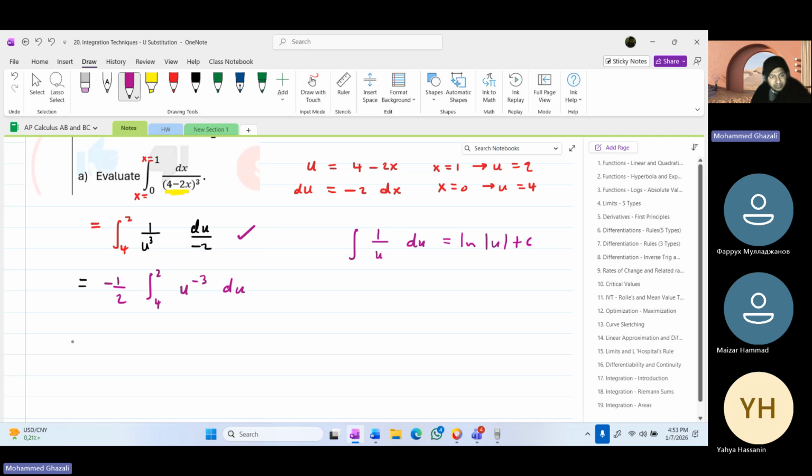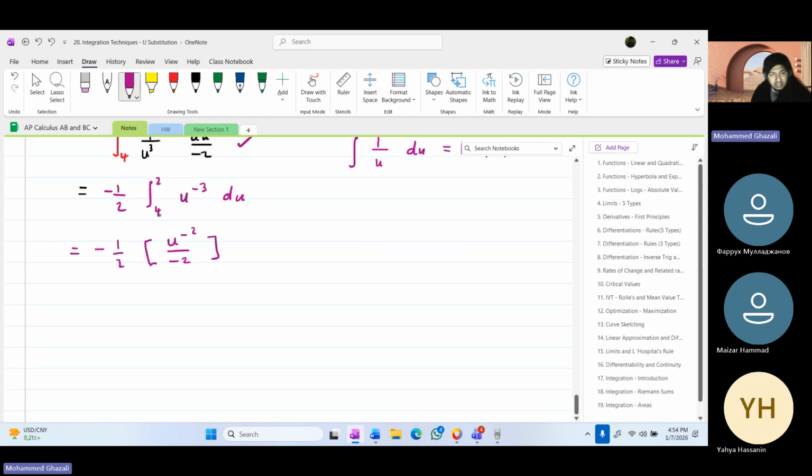This is easy. So we have negative half. Integrate this: u to the power negative 2 over negative 2, no plus c, when the u value is equal to 4 and when the u value is equal to 2. So negative half, open bracket. Now, that's the problem. You're going to have an issue here. Let's take this negative half out from here as well and make it positive quarter.